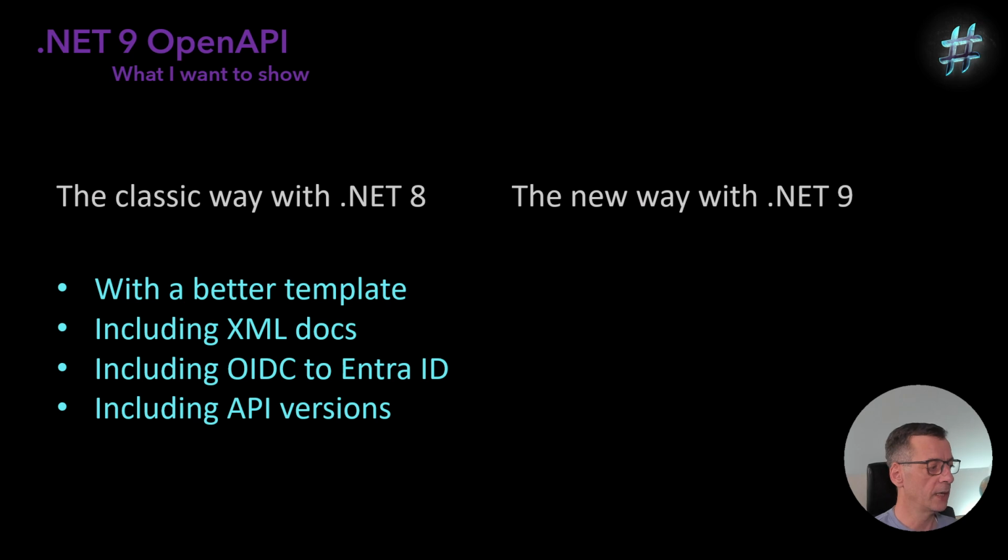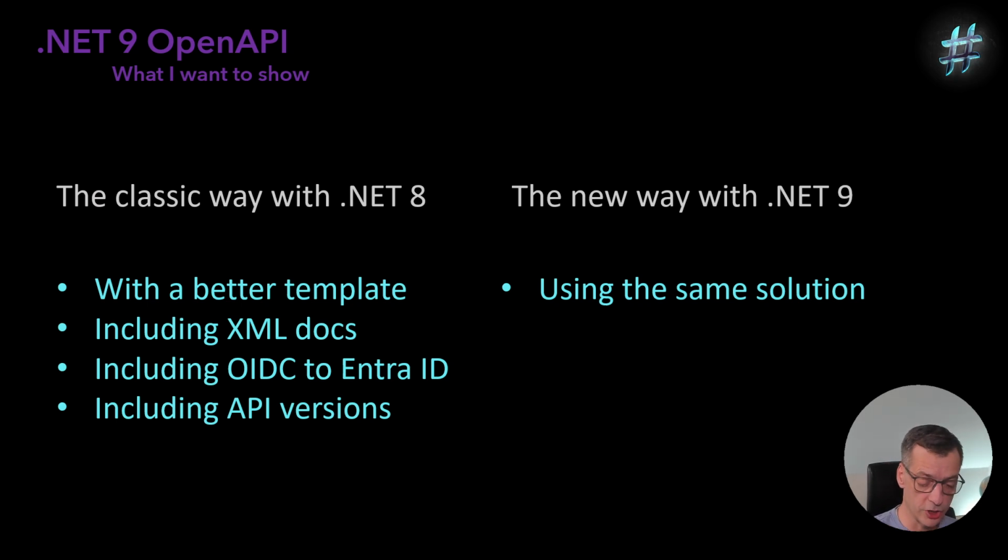And then API versions. Which means I want to show how to not only provide an API, but make it a little bit resistant to upcoming changes in the future. Also on the .NET 9 side, I will technically use the same solution, which I will share on GitHub, by the way. You will see the link. Using that solution, from there I will move over to .NET 9.